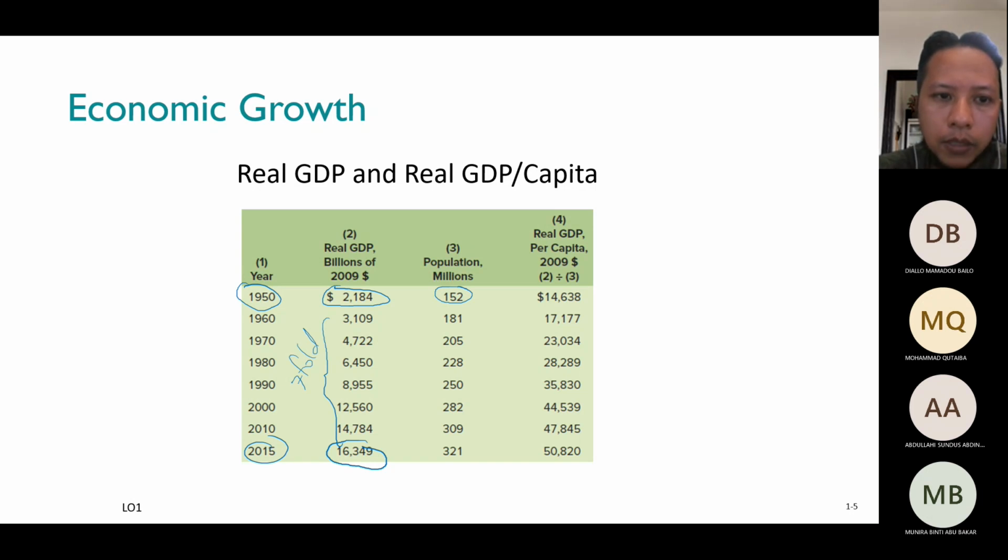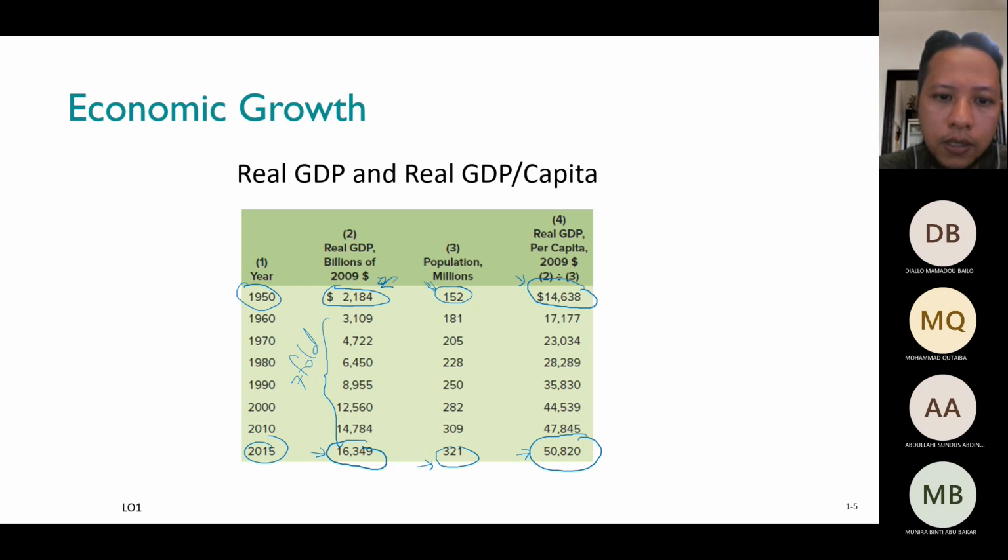However, if you look at GDP per capita in 1950, it's 14,638. Okay, meaning to say that if you divide this figure with this figure, each person will get 14,000 on average, let's say. Okay. And in 2015, if you divide this figure with the population, you will get this figure, 50,000.